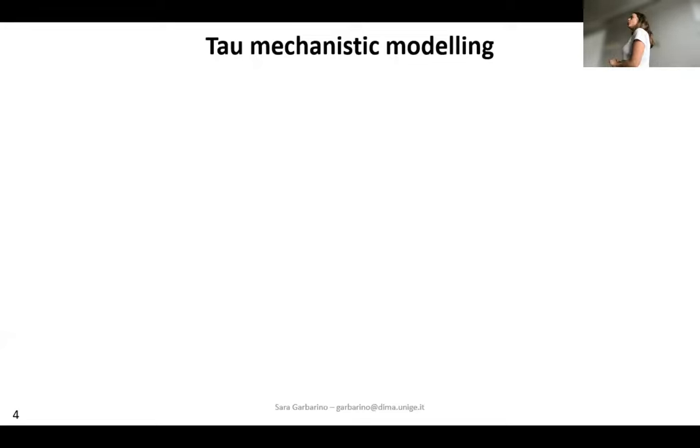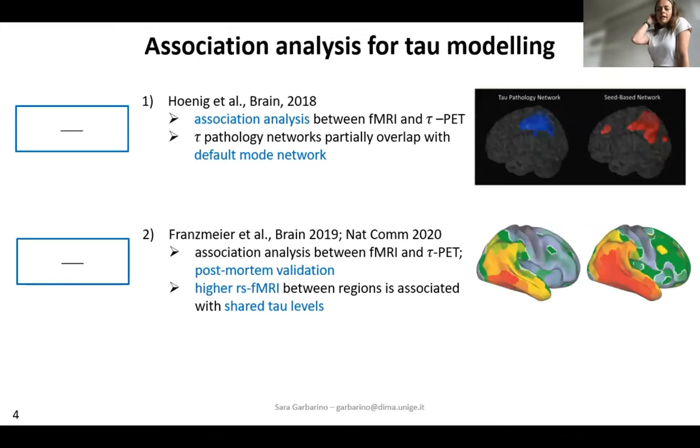I'm just going to go through a bit more on tau mechanistic modeling and then amyloid and tau interaction very quickly though, because there is less here. So many studies on tau mechanistic modeling actually still deal with association analysis between patterns of brain connectivity and patterns of tau accumulation. And there are a couple of studies from a couple of groups in Germany that demonstrate that there is a significant association or actual overlap between brain connectivity networks and tau patterns.